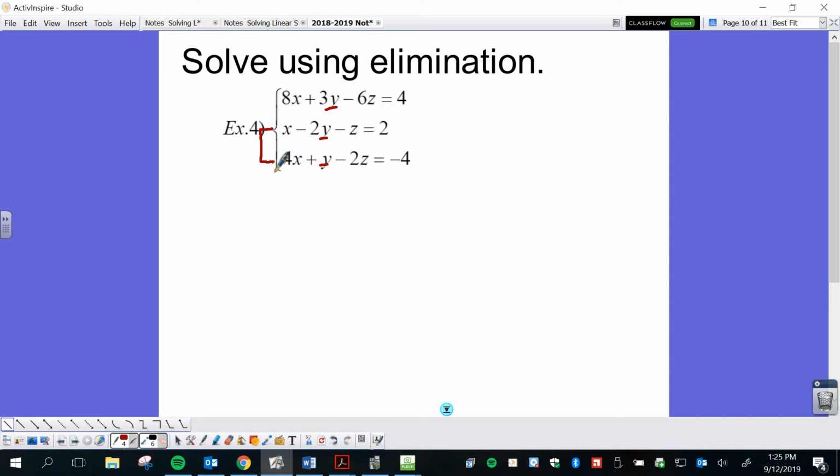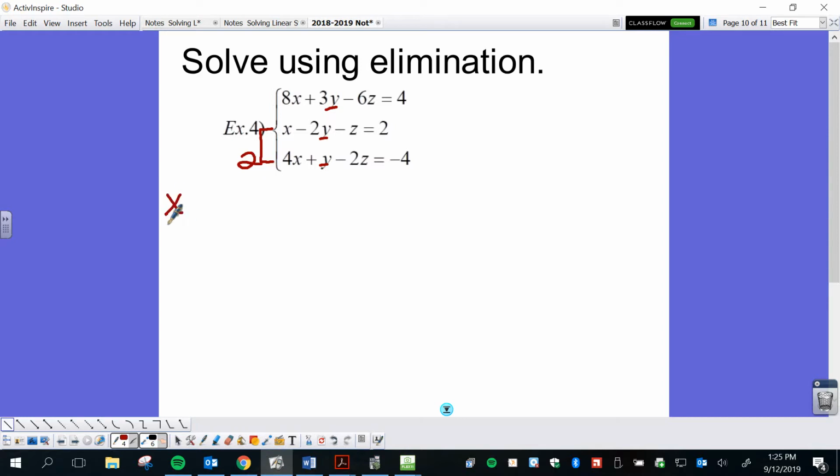I would have to multiply row 3 by what to make that 0 pair? Positive 2. Because this one's already a negative 2. Multiply that by 2, I've got 2y. Yes? Okay. So, but I can't just do that. I have to do the entire equation. So I'm going to rewrite these two.